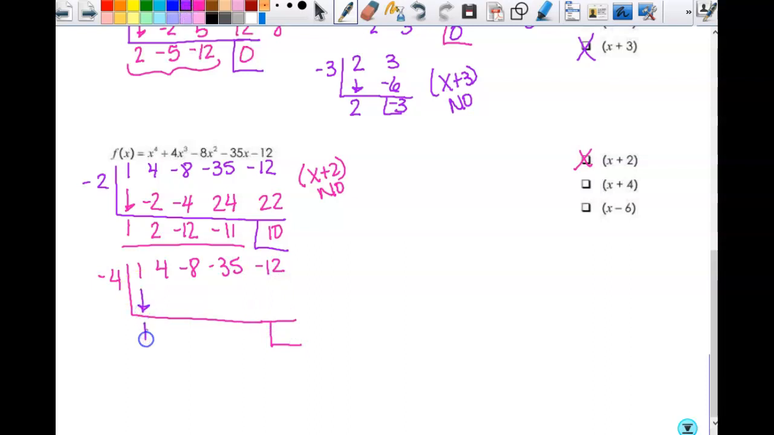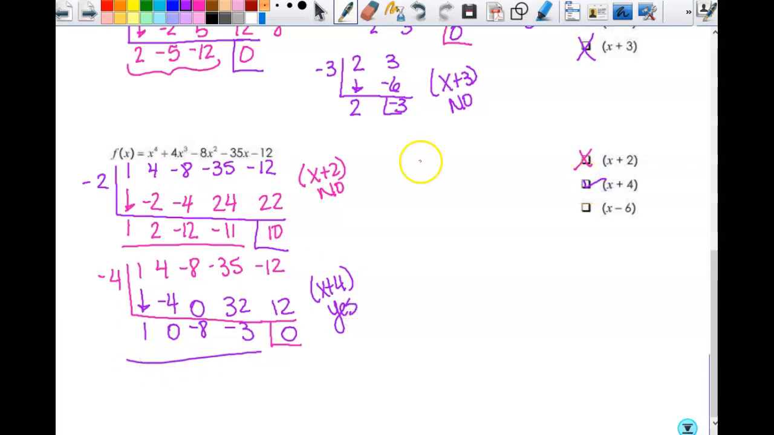Bring down the 1. This gives me -4, 0, 0, -8, 32, -3, 12, and 0. So that's good news. That tells me that x plus 4 is a yes. And since it's a yes, I get to use the reduced version on the next one. So this is going to be a 6, and this time I'm using 1, 0, -8, and -3.